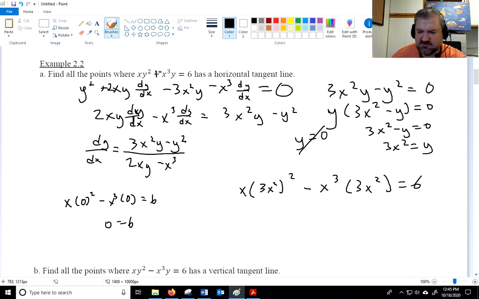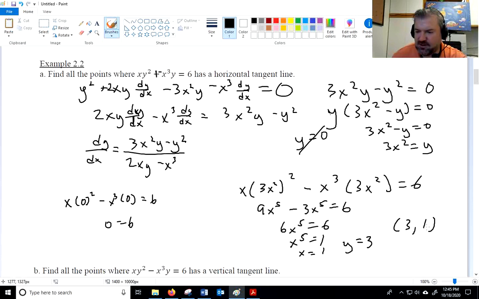All right, well, this becomes 9x to the 4th times x. So that's 9x to the 5th. And then this becomes minus 3, and then add the powers, x cubed, x squared, x to the 5th equals 6. So that's 6x to the 5th equals 6, right? Which means x to the 5th equals 1. So I get x, the 5th root of 1 is 1. So x equals 1. Well, if x equals 1 and y is equal to 3 times 1 squared, then y must equal 3. So 3 comma 1 appears to be the only value where this has a horizontal tangent line.